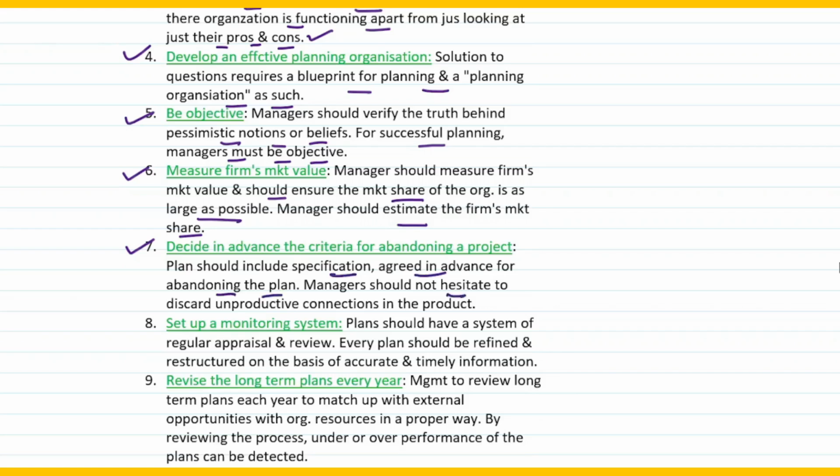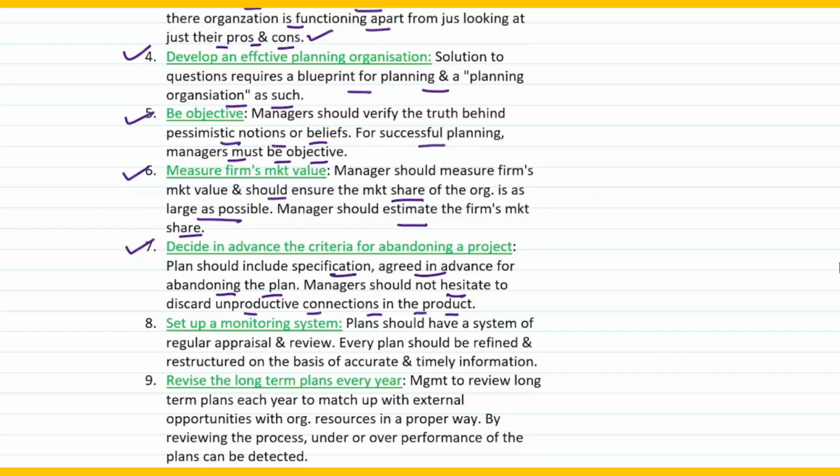Managers should not hesitate to discard unproductive connections in the market. So if something is unproductive, then when you are making new plans, you should make sure that those unproductive connections are being discarded or thrown away. You should not stick to it if it's something which is not profitable or which doesn't help you to attain the goals of the organization. In that case, you should make sure that they are being discarded.